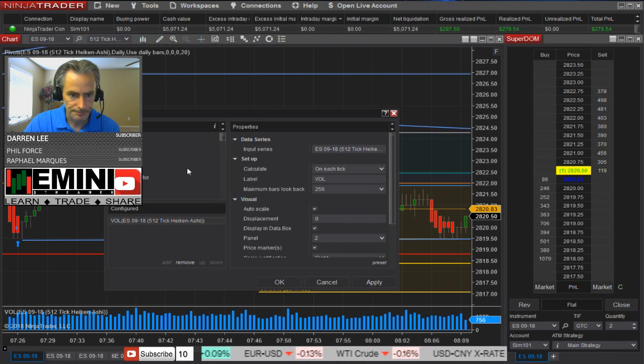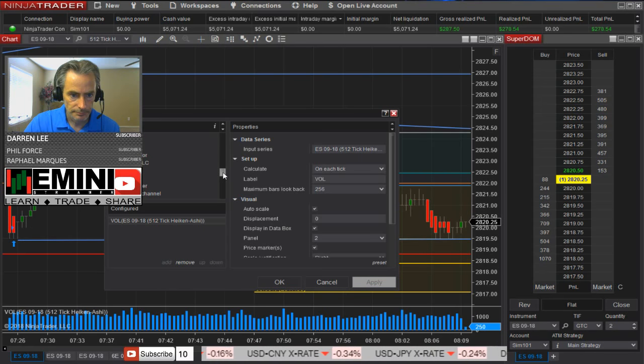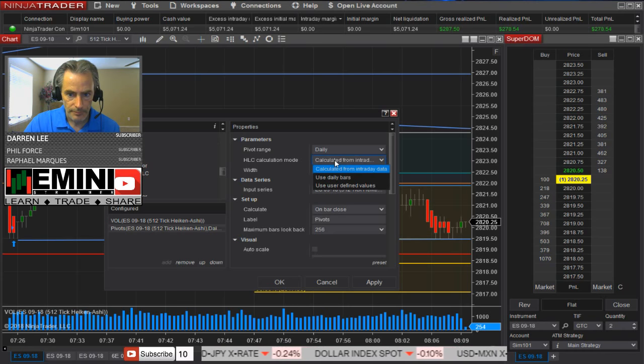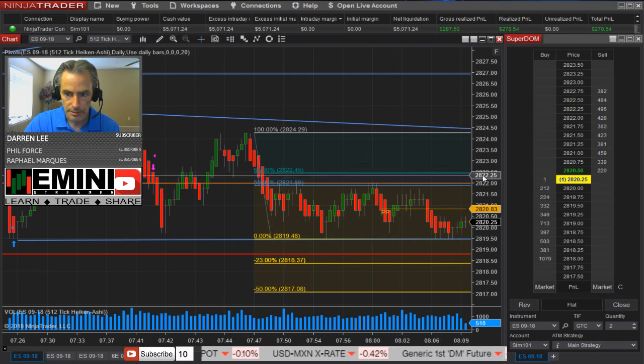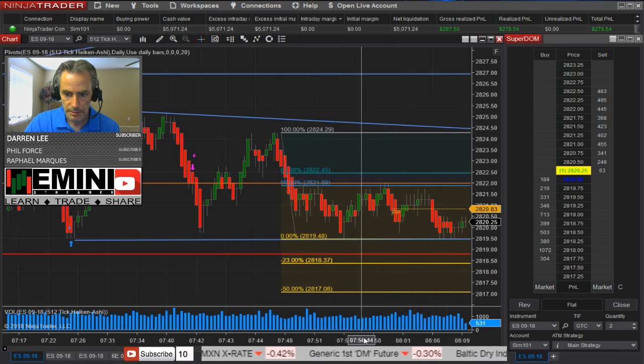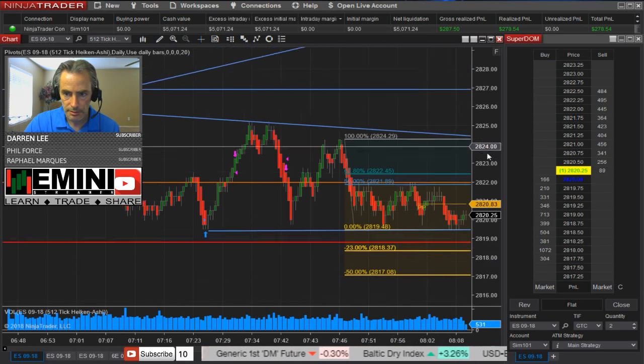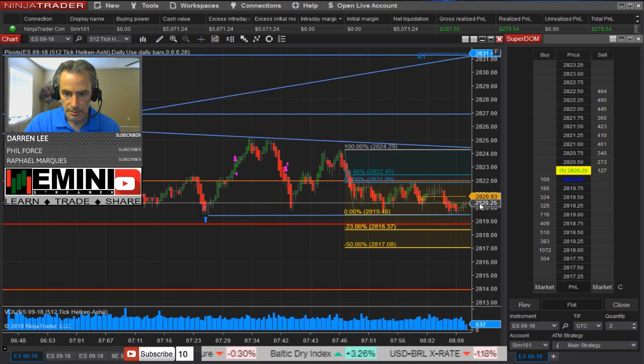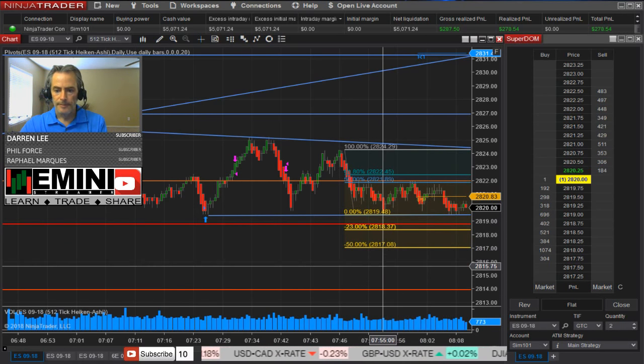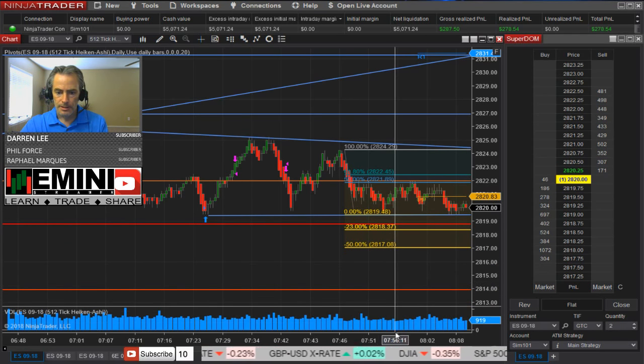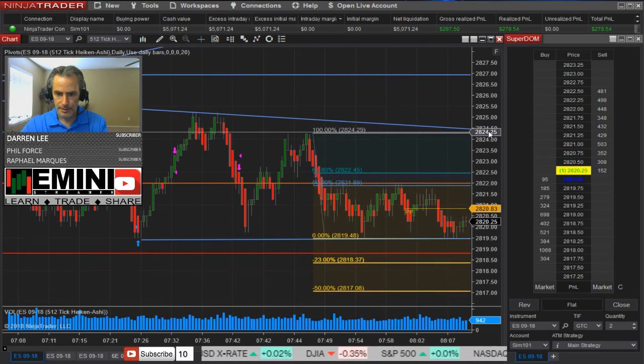Try removing them and put them back in. Use daily bars, apply. Okay. So I've got one up there. Oh, there it is, right there. 28.20. That's kind of weird, huh?